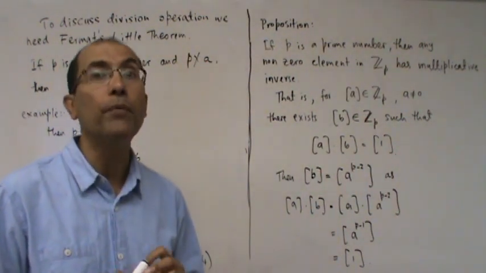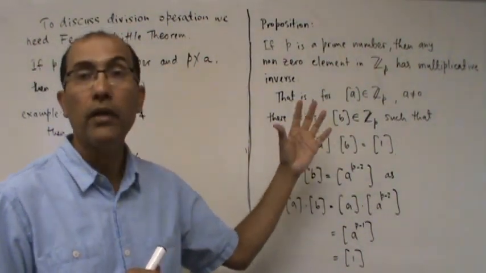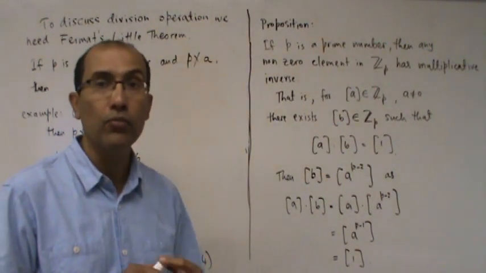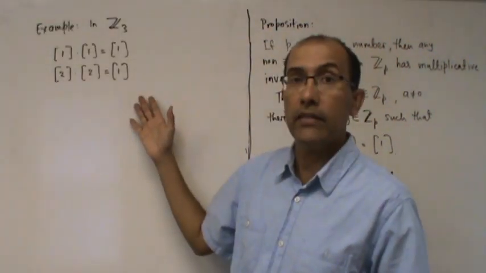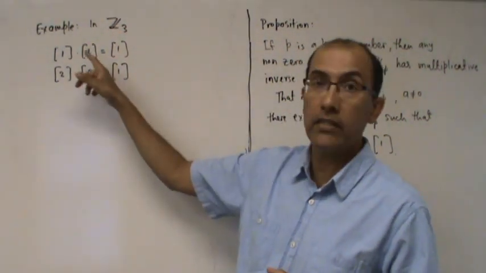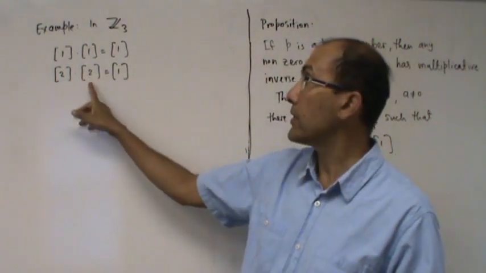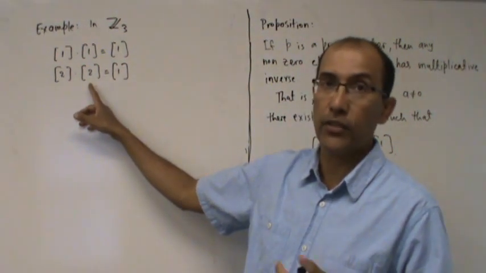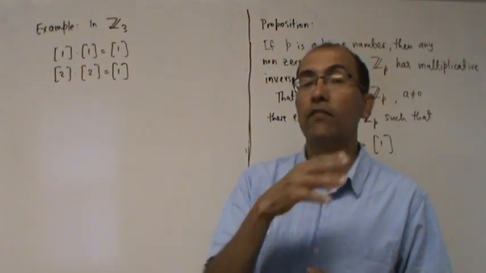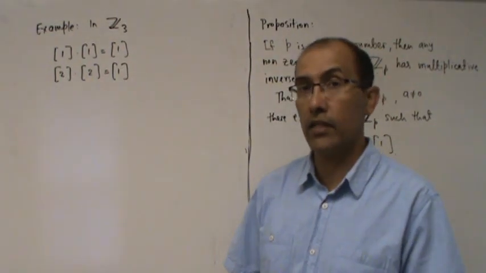And that's not true if P is a composite number, then the elements do not have multiplicative inverses, but for prime numbers they do. For example, you can see in Z3 that we have the table for multiplication. You will see that 1 is the inverse of itself, because 1 times 1 is 1, and 2 is the inverse of itself again. It's a special case. 2 times 2 is 1. So that is in Z3. But if you look at other equivalence classes, you will see different inverses for the elements.